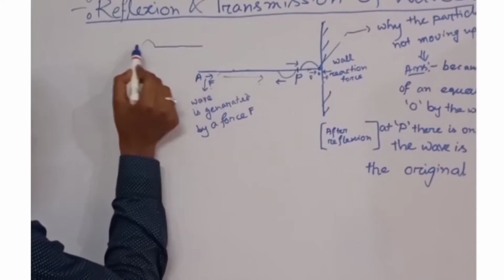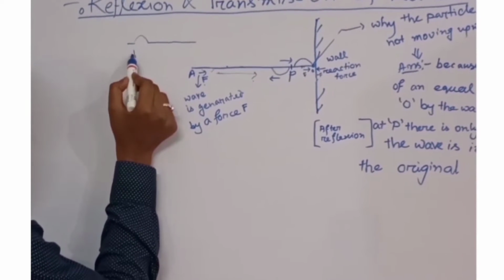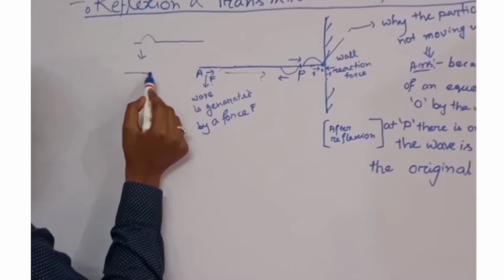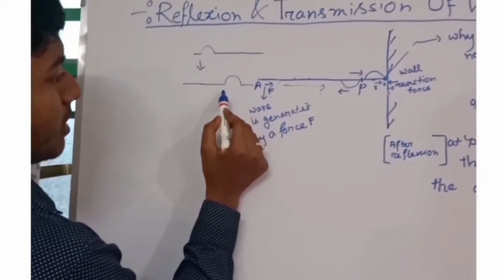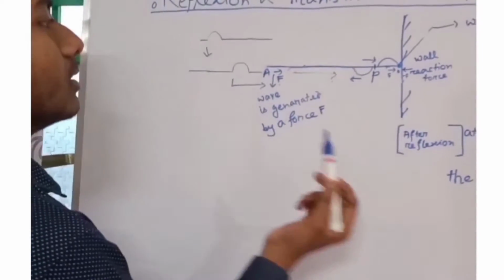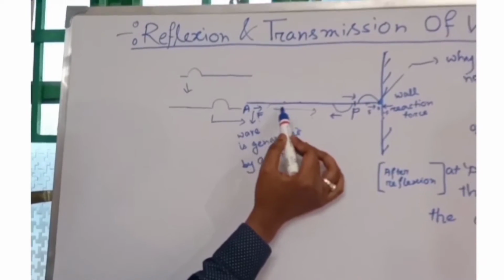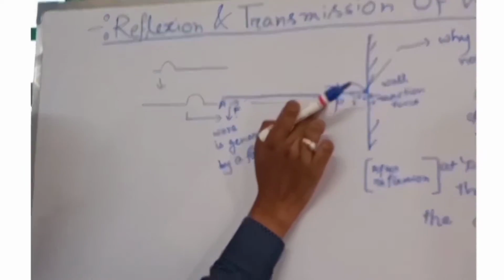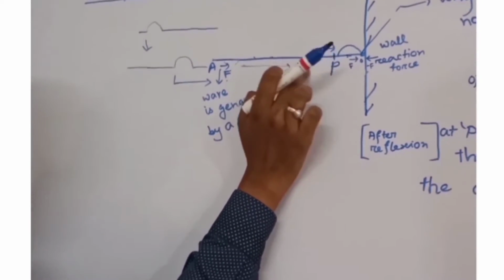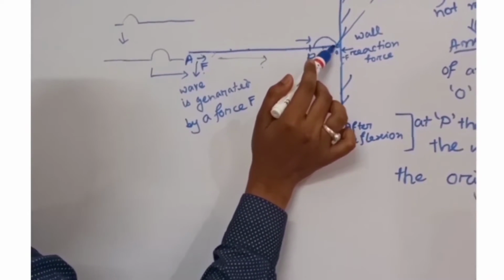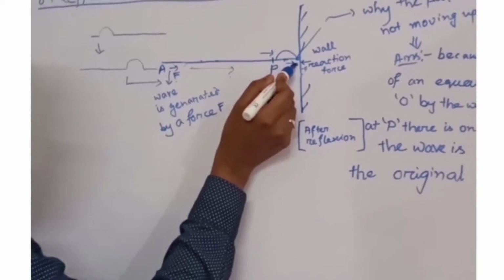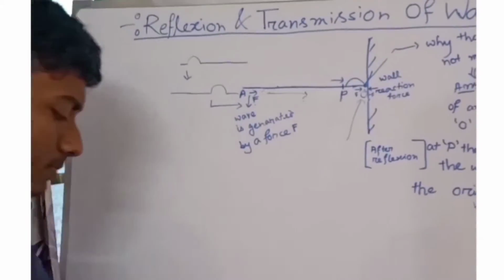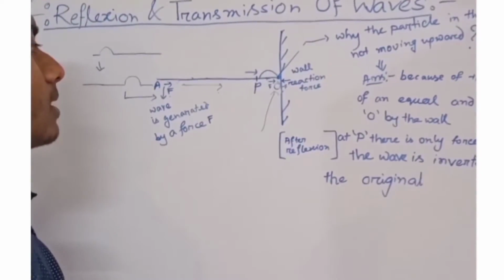At some instant, by some time, this becomes this, and after that the wave looks like this. So we are considering this point O, the particle at this point O.